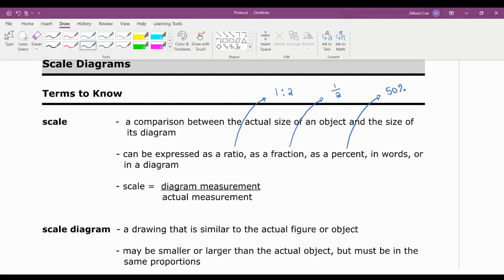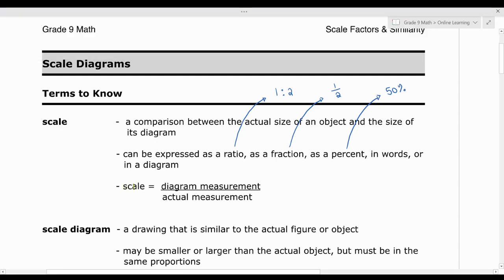Okay, now I'm going to focus in on this little formula. If you're trying to find the scale, normally we're going to focus in on the diagram measurement. That would be the measurement you actually see on the page in front of you. And then comparing that to the actual measurement. So in real life, what would the actual measurement be?